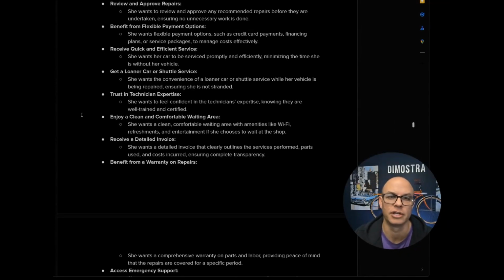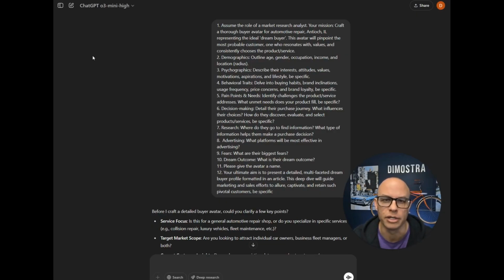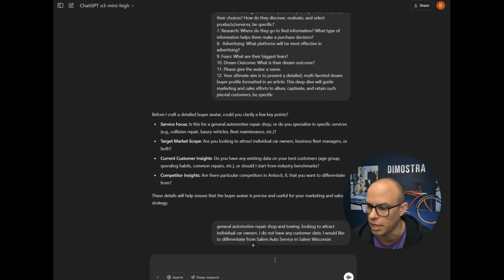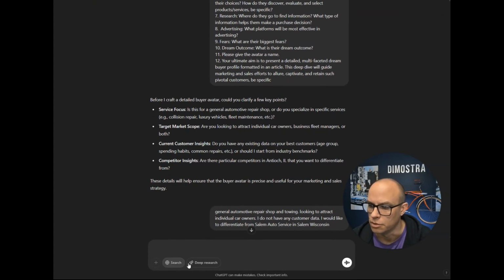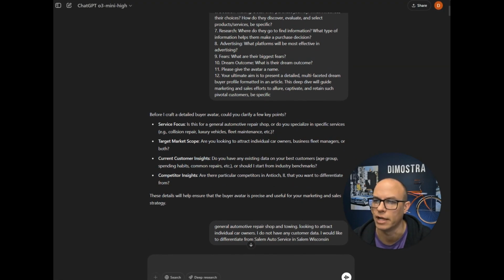Now let's take a look at what the new O3 Mini High with deep research produced. Okay, here we are in ChatGPT O3 Mini High. You do need a paid or a pro account to use the Mini High here. And you can see down here there's a new button that says Deep Research. And so you click that essentially.